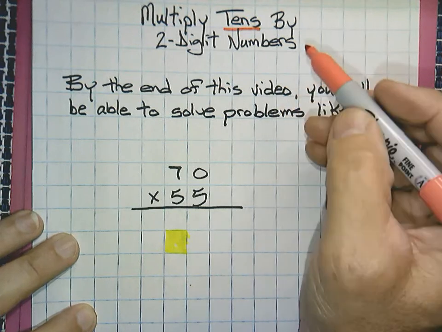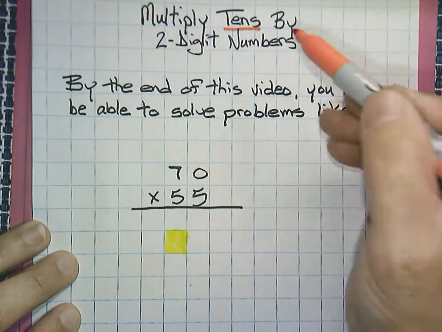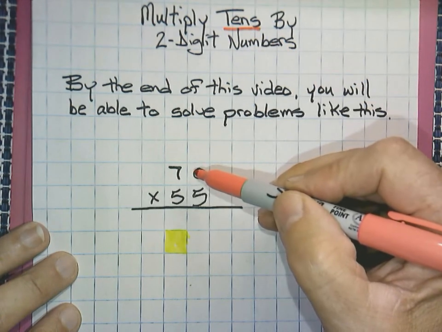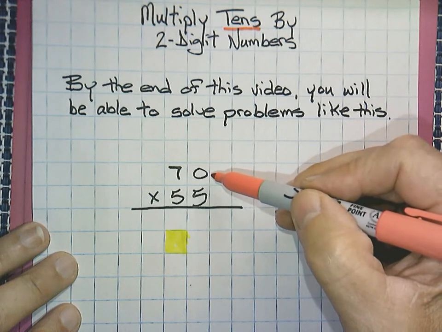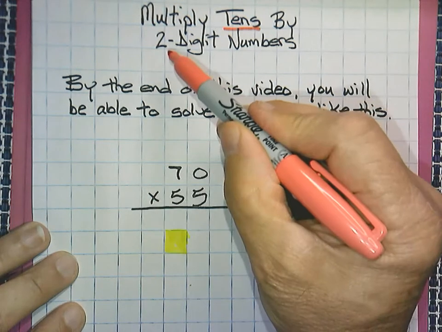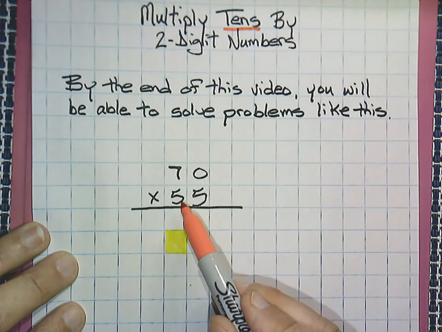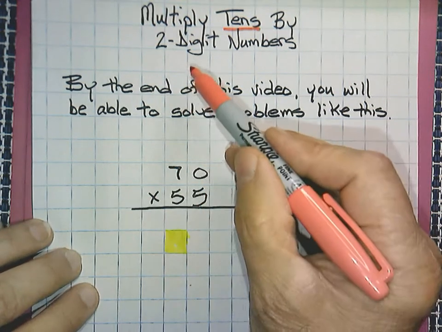Today's topic is multiply tens by two-digit numbers. And what we mean by tens is, for example, 70 is referred to as a ten because when you count by tens, 10, 20, 30, 40, 50, 60, 70, that's what we mean by tens. And a two-digit number would be, for example, 55. You have the 5 in the tens and the 5 in the ones, and that's two-digit. That's what we mean by two-digit numbers.